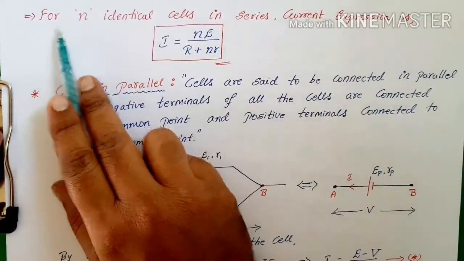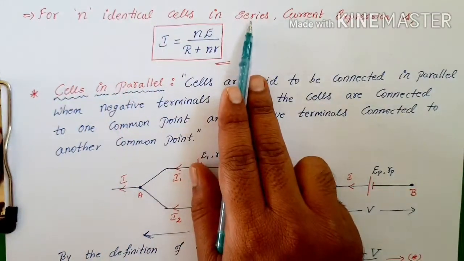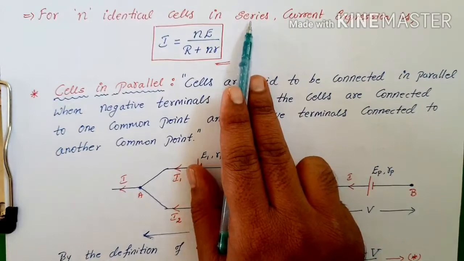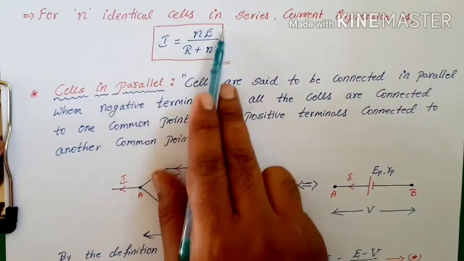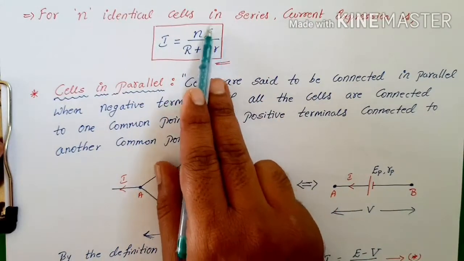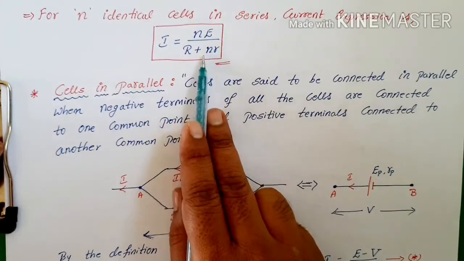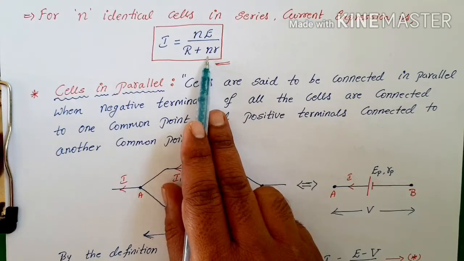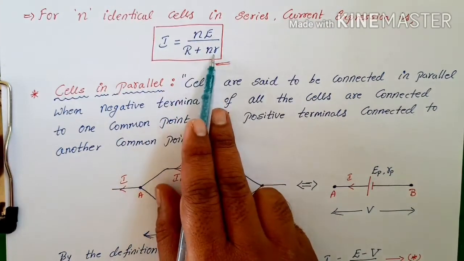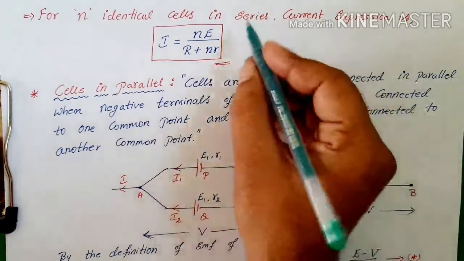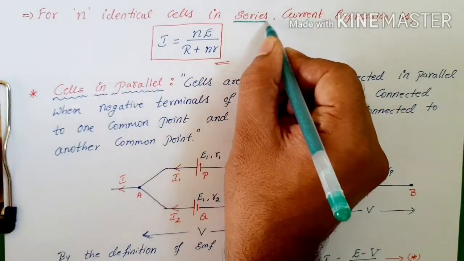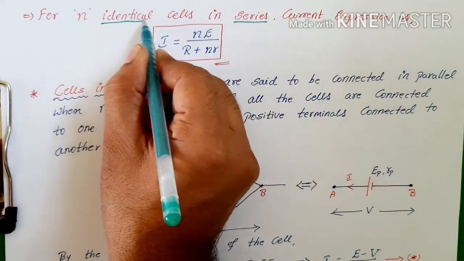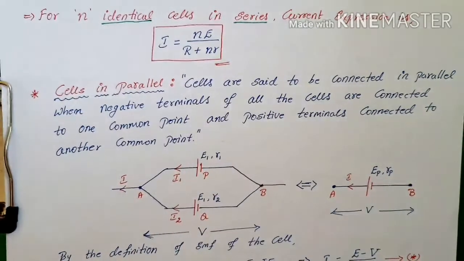And when n identical cells are connected in series, then we can use this expression. N number of EMFs you will get and n number of internal resistances you will get in series combination, right? So I is equal to nE by R plus nr. Understood? This is the formula when n identical cells are connected in series.